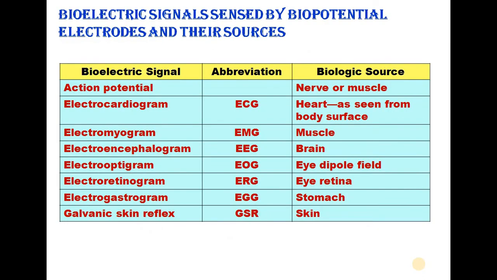Now let us see some of the examples of biopotential signals. First one is action potential, which can be generated by nerve cells or muscle cells. Then electrocardiogram, whose source is the heart. Electromyogram is generated from the muscles. Electroencephalogram are the signals from the brain. Electro-oculogram are the signals from the eye dipole field. Electroretinogram are the bioelectric signals from the eye retina. Electrogastrogram are the signals from the stomach. And galvanic skin reflex are the signals from the skin.